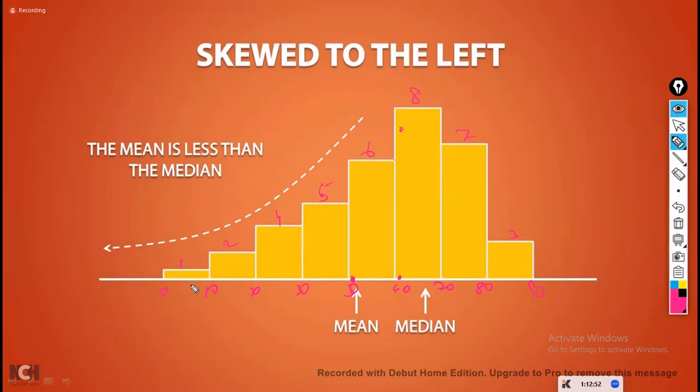From 20 to 30, select any 4 data points in the notes. From 30 to 40, 5 data points. 40 to 50, 6 data points. 50 to 60, 8 data points. 60 to 70, 7 data points. 70 to 80, 3 data points. Write anything as per your choice. Create a data set which satisfies this diagram.